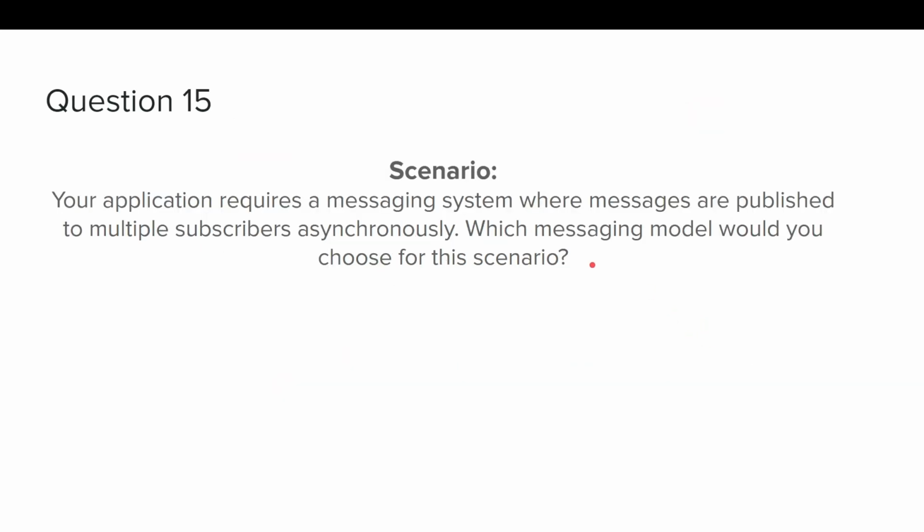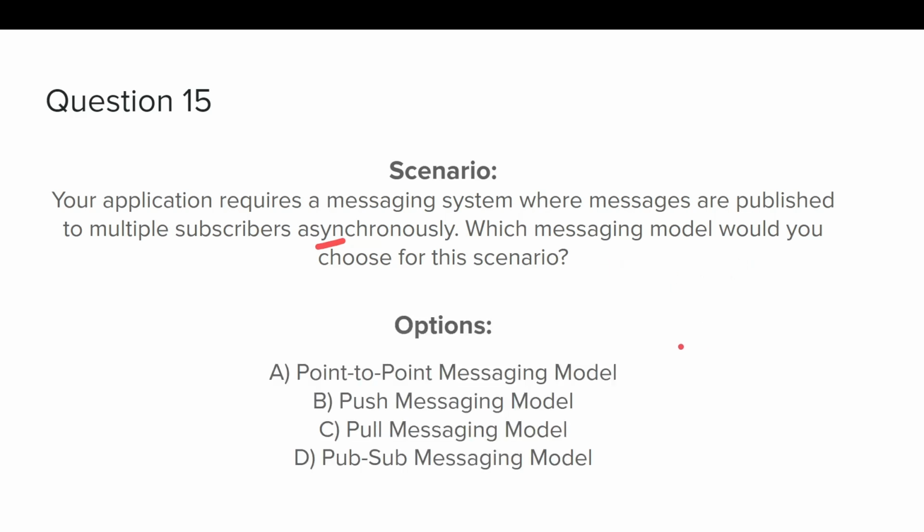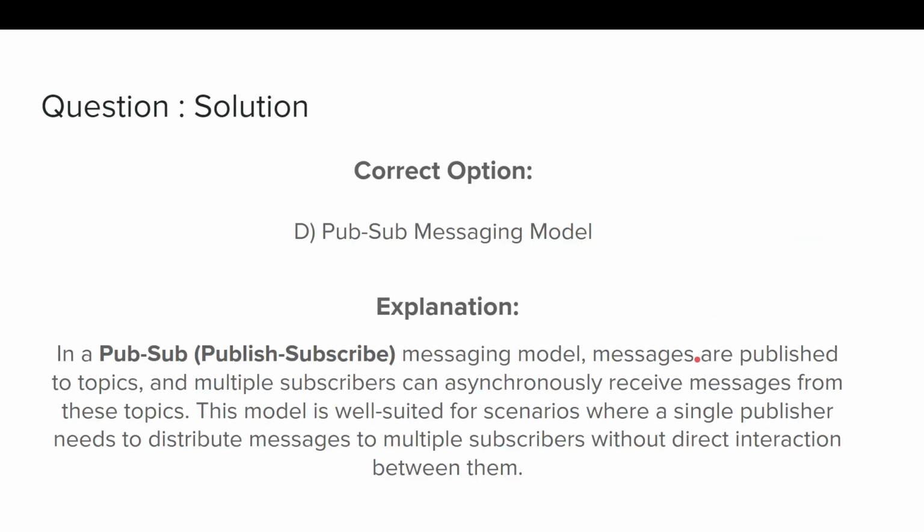Your application requires a messaging system where messages are published to multiple subscribers asynchronously. Which messaging model would you choose for this scenario? We've already discussed this. I've just included it as a revision for you. So we know the answer for this is the PubSub messaging model.